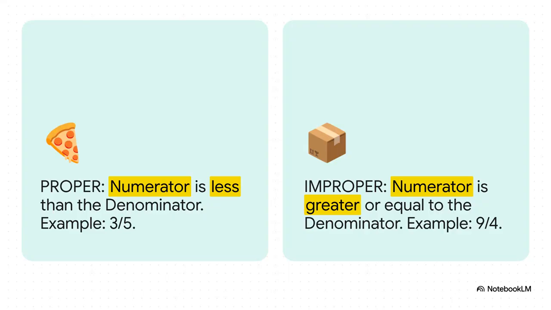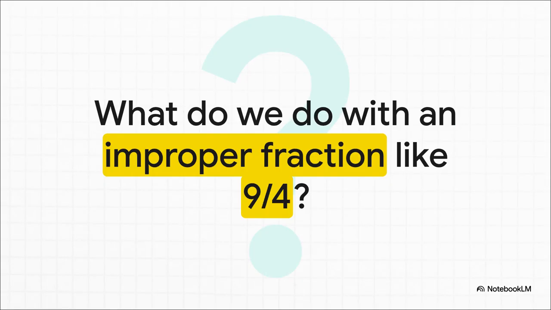Fractions first get sorted by their value. A proper fraction, like 3/5, is what we usually picture. It's simply less than one whole thing. But with an improper fraction, like 9/4, you've got more slices than one single pizza holds. Think of it as having more than one pizza's worth of slices. So that leads to a pretty natural question.